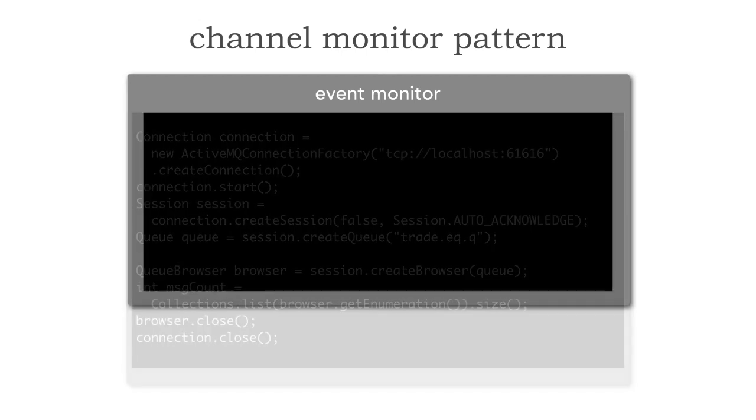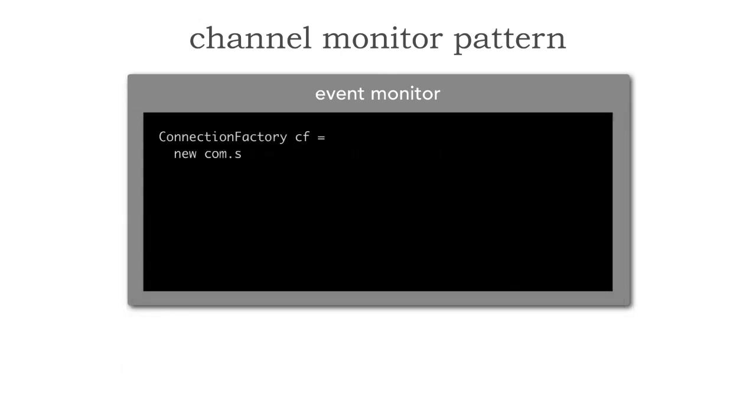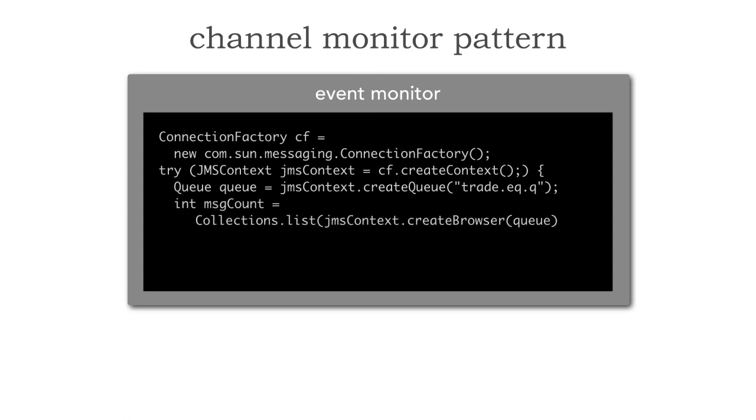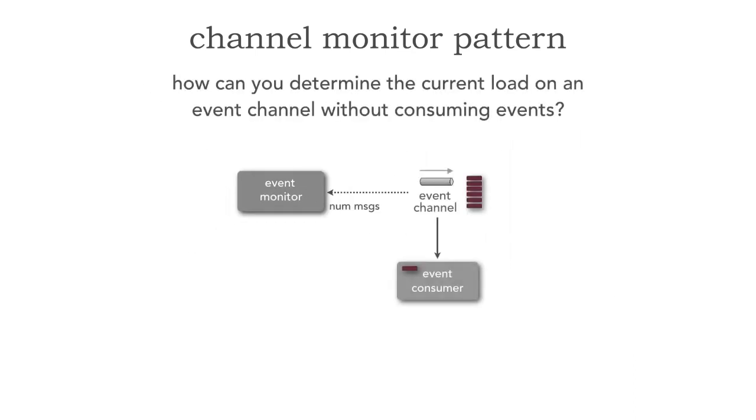Now, JMS 2.0 doesn't really give us any benefit whatsoever, because once I get the connection factory and create a JMS context, I still have to create the queue from that JMS context. For the message count, I have to do the same thing. With the JMS context, I create a browser based on that queue, pass that into a Collections.list, get that enumeration, and finally the size. And so those are two ways of getting that within JMS.